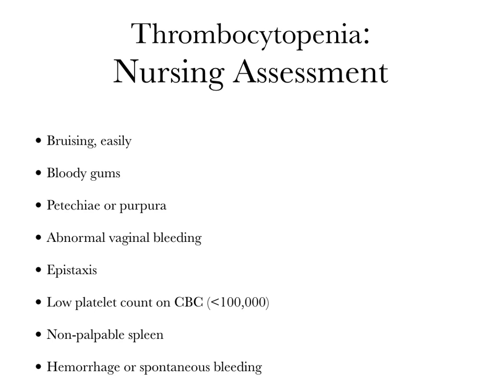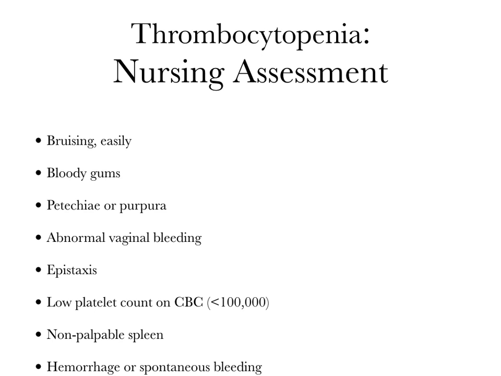Low platelet count on the CBC is going to be a diagnostic factor as well as a part of the assessment. They could have a non-palpable spleen if the spleen is involved, and you're also going to be observing for hemorrhage or spontaneous bleed. In addition to that, vital signs that correspond with those situations: if the person is experiencing infection, you may see an increase in temp. If the person's experiencing a bleed, you could see symptoms of hypovolemia or low blood pressure, hypotension, all indicative of the bleed.